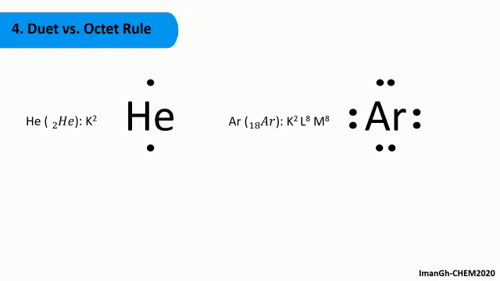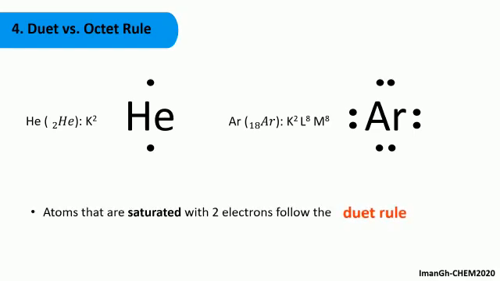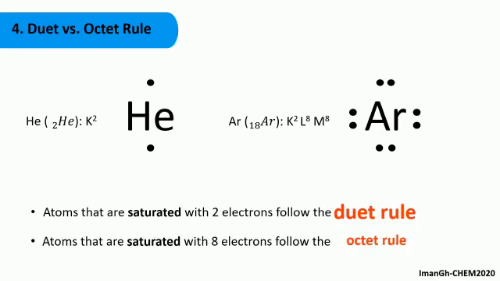So atoms can either follow the Duet rule if they are saturated by 2 electrons and their outer energy level will be K, or the Octet rule if they are saturated by 8 electrons and their outer energy level will be L or M. Don't forget, atoms are not saturated by N2.